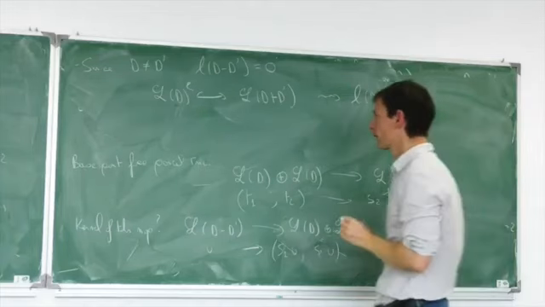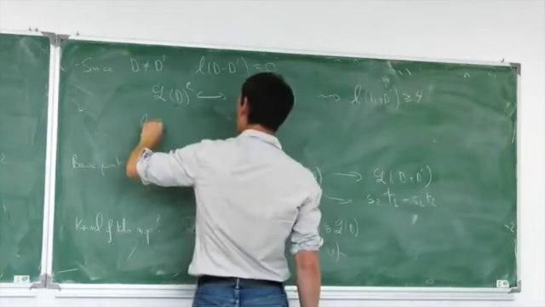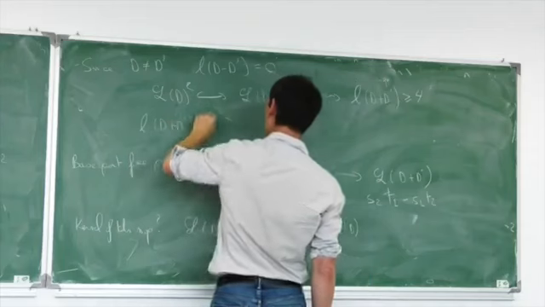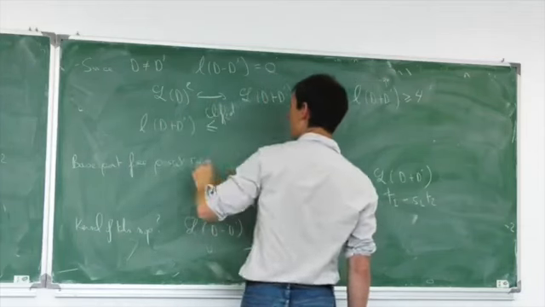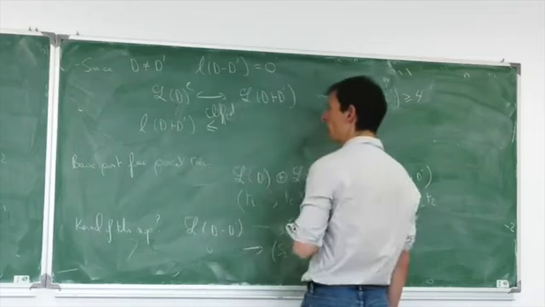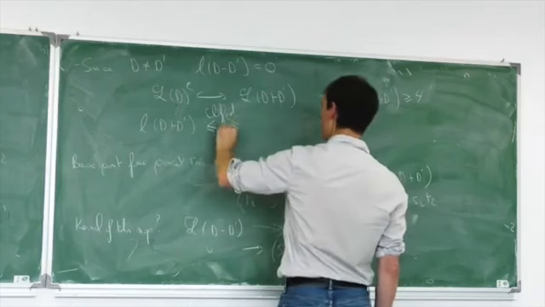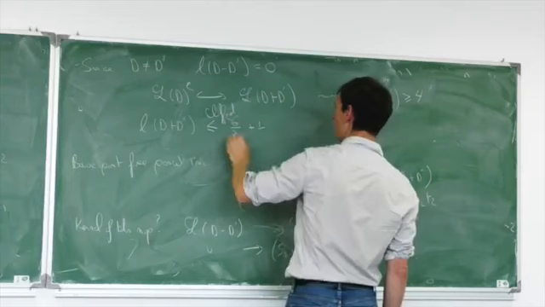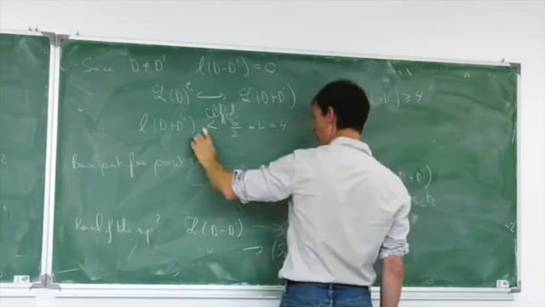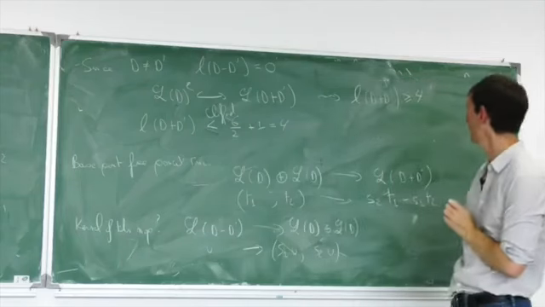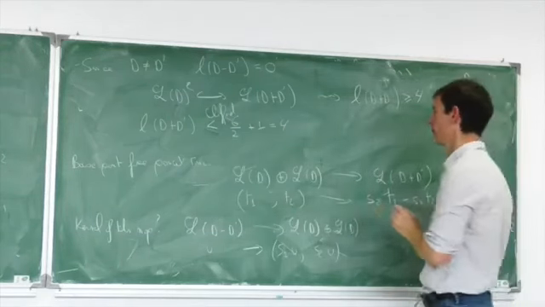But again, the dimension of L of D plus D prime has to be smaller, by Clifford, than the degree, which is now 3 plus 3, 6, over 2 plus 1. So that's 4. But again, the precise Clifford tells you that the inequality is strict, and I have a contradiction.